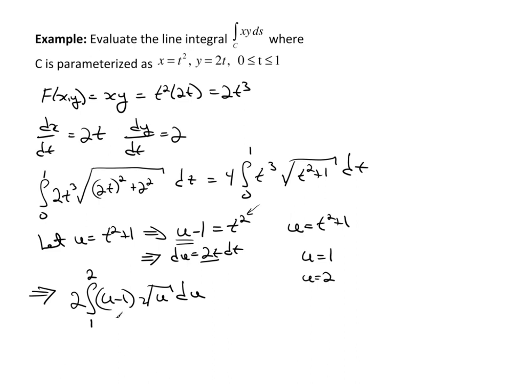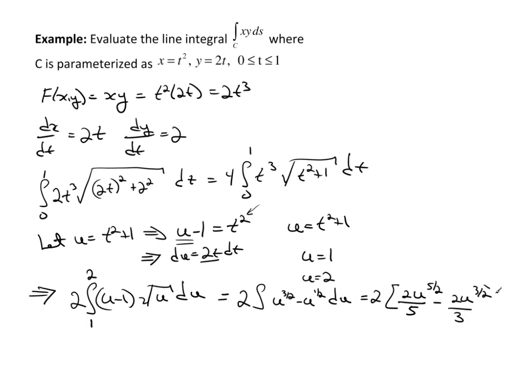Now I can go ahead and just simply leave this as u's and not worry about going back to t's. So this is going to give me 2 times the integral of, remember this is u to the 1/2, so this is going to be u to the 3/2 minus u to the 1/2 du. So now it's set up so I can nicely and easily integrate this. So this could be 2 times u to the 5/2 divided by 5/2, which is 2 over 5, minus u to the 3/2 divided by 3/2, which is the same as multiplying by 2/3.